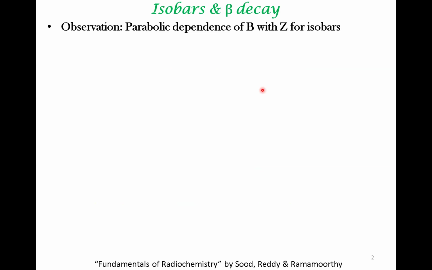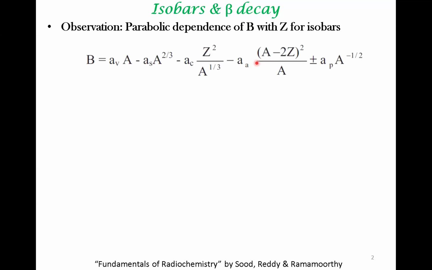What has been found via experiments is that if you take a set of isobars, that is, a bunch of nuclei which have the same atomic weight, the binding energy of these nuclei show a parabolic dependence with respect to the atomic number Z. So one of the questions here is, is the model good enough to reproduce this dependence? So how do you go about doing this?